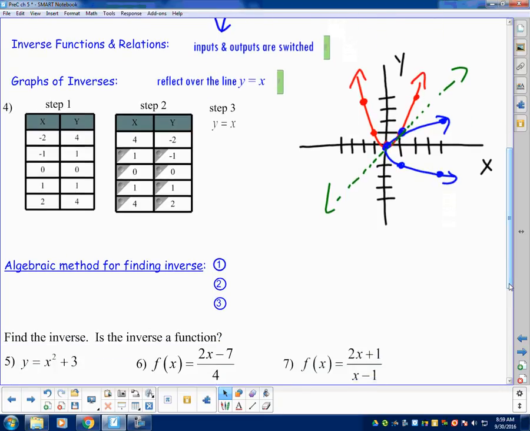This algebraic process you've already done. This is the process I want you to write down. You may already have it memorized. But the algebraic method for finding an inverse: replace f of x with y if necessary. Sometimes it's already y equals.